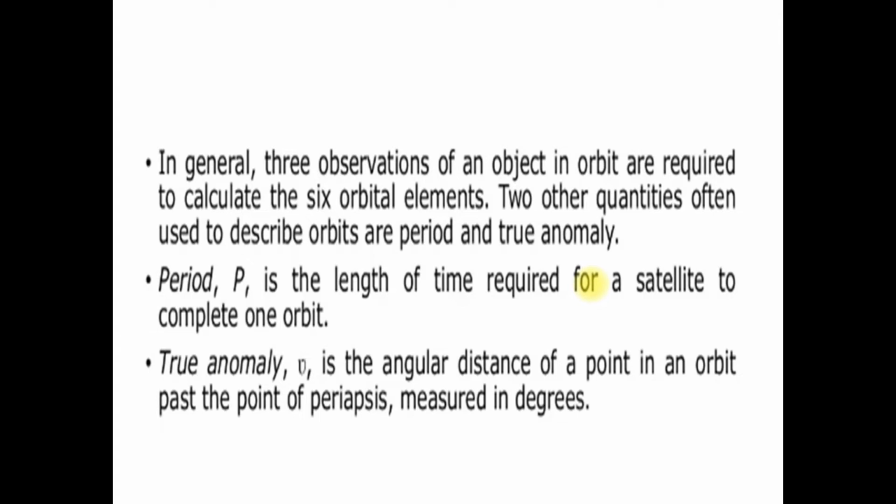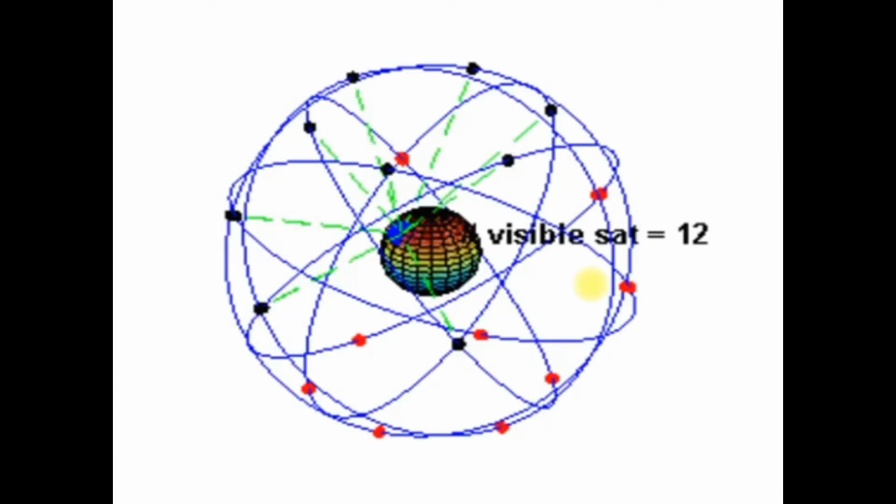So here period P is the length of time required for a satellite to complete one orbit. True anomaly, or V, is the angular distance of a point in an orbit past the point of periapsis, measured in degrees. So here you can see there are 12 visible satellites. So here, depending on the inclination with respect to the equator, we can place 12 satellites in a visible range.